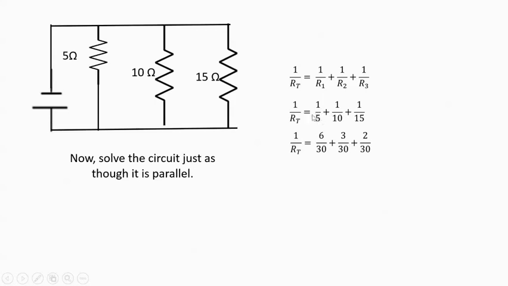How do I find that? Whatever number you have to multiply the bottom by, that's what you have to multiply the top by as well. So multiply the bottom by 6 to get 30. You have to multiply 1 times 6 as well. 1 over 10 becomes 3 over 30. 1 over 15 becomes 2 over 30. And then you add those together, and careful, you add the tops, not the bottoms. And that gives you 11 over 30. You flip that over, 30 over 11, or 2.7 ohms, and that's rounded a little bit. So the total resistance for that whole circuit that we saw in the beginning is 2.7 ohms.